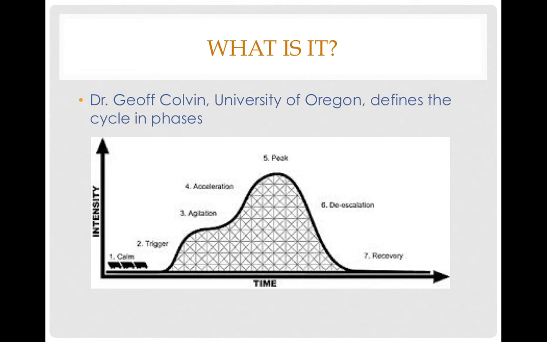My research came from Dr. Geoff Colvin's presentation, along with research from the Iris Center. Dr. Geoff Colvin defines the cycle in phases, beginning with the calm phase, leading to the trigger phase, to agitation, to acceleration, to the peak behavior, and after that there is the de-escalation phase and the recovery phase.